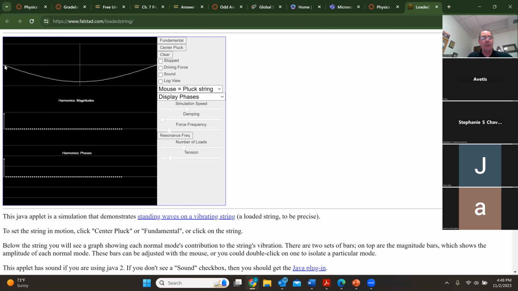This would be a string that's fixed at both ends. I could clear this off and then say, hey, let's look at the n equals 2 standing wave. N equals 2 standing wave, second harmonic, looks like this. If it's a string that's fixed at both ends, there it is. Individually, we could look at the n equals 3 standing wave, so on and so on. There's the n equals 5 standing wave. N equals 5 standing wave, fifth harmonic has 5 times the frequency of the first harmonic. That's what we know about harmonics.